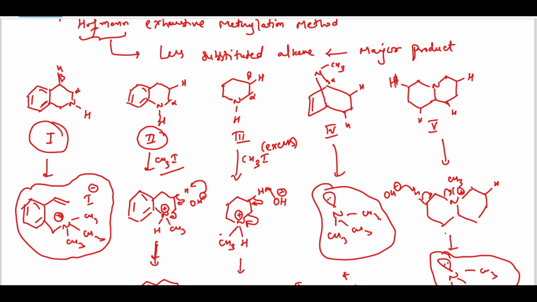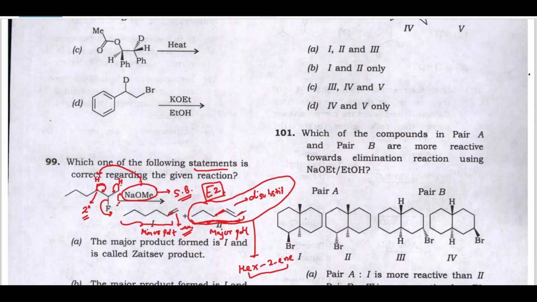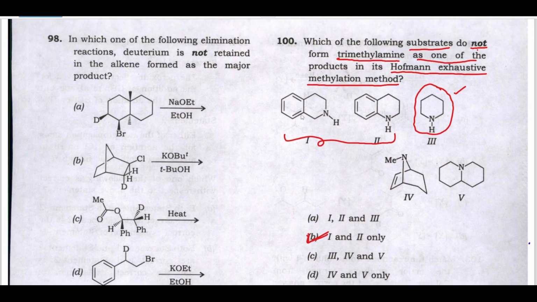So in the question, we have to answer about precursors in which there will be no formation of trimethylamine. So according to that, only the first and second substrates are valid. So if we choose options, option B is your correct answer in this question. Clear? So in these two cases, trimethylamine will not be formed as one of the products. Clear?